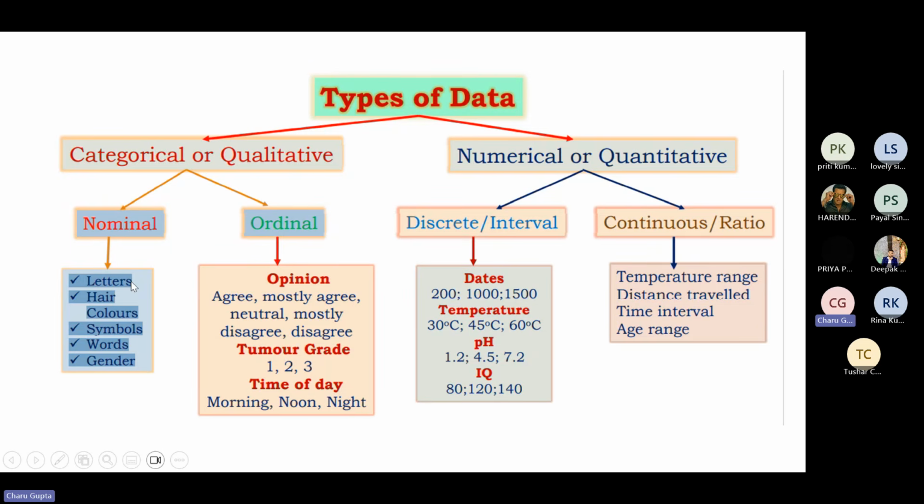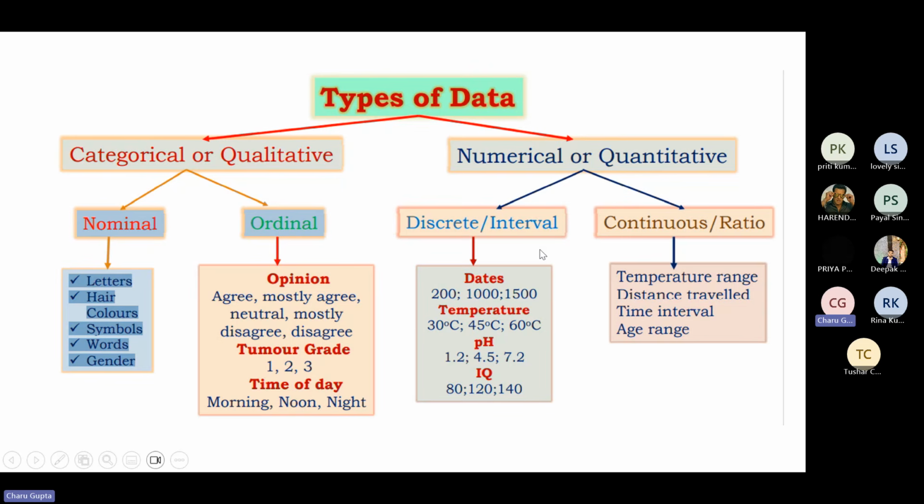Nominal data like colors, letters, types of hair, symbols, words, gender. Ordinal data is basically a ranking, your grades in the result. Okay. Next is time of the day, morning, noon, night. There is a ranking, but yes, there is no numerical value associated with it.